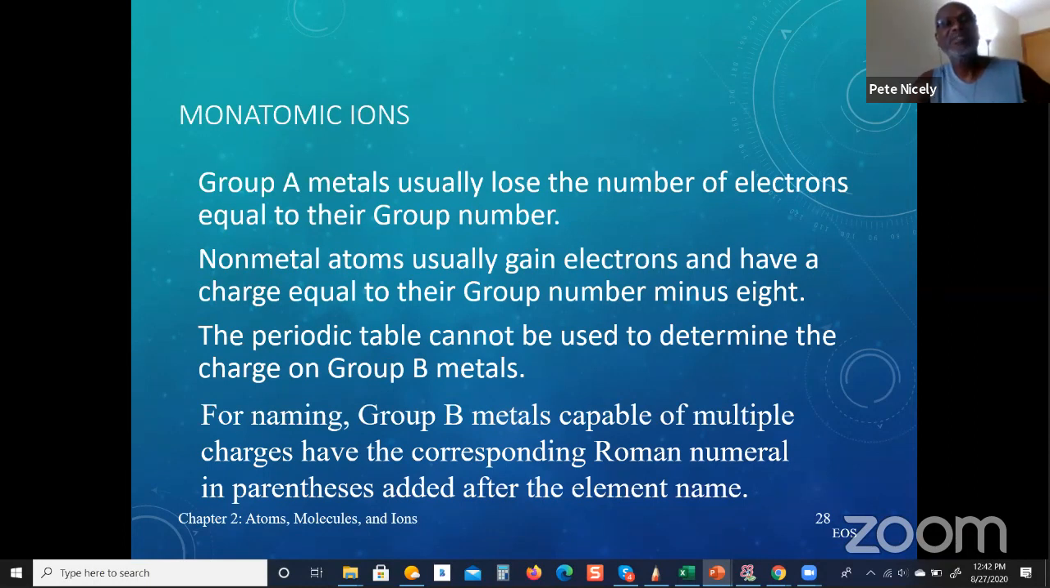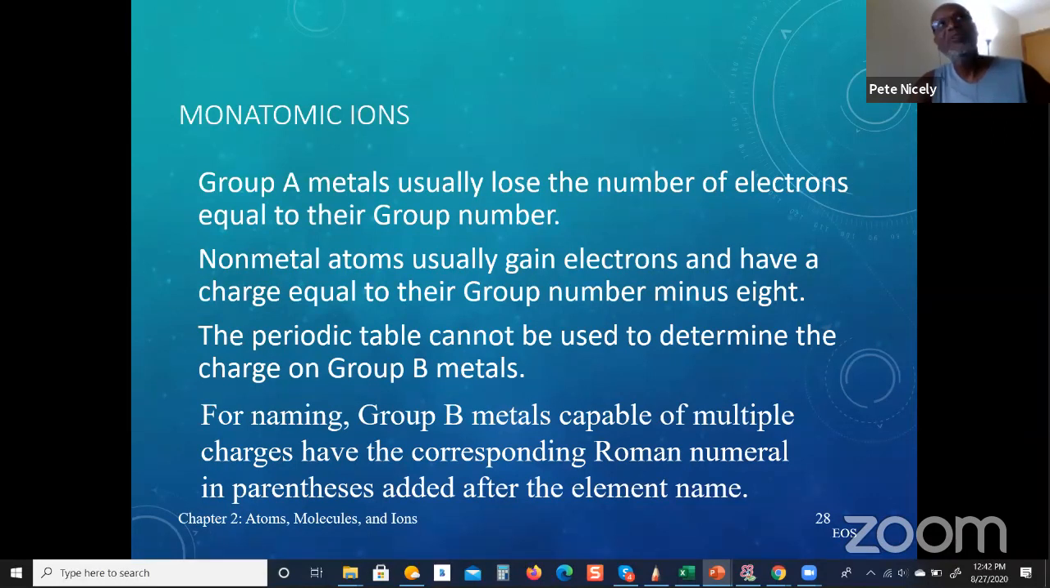Now, when it comes to the group B elements, the transition elements, it is not possible to predict the type of charges that they will display, all right? So in group A, you can to some extent, to a great level of accuracy, determine or predict the charge on their ions. You cannot do that, however, for the elements in the transition elements. And another complication is that those elements tend to, in some cases, form multiple charges.